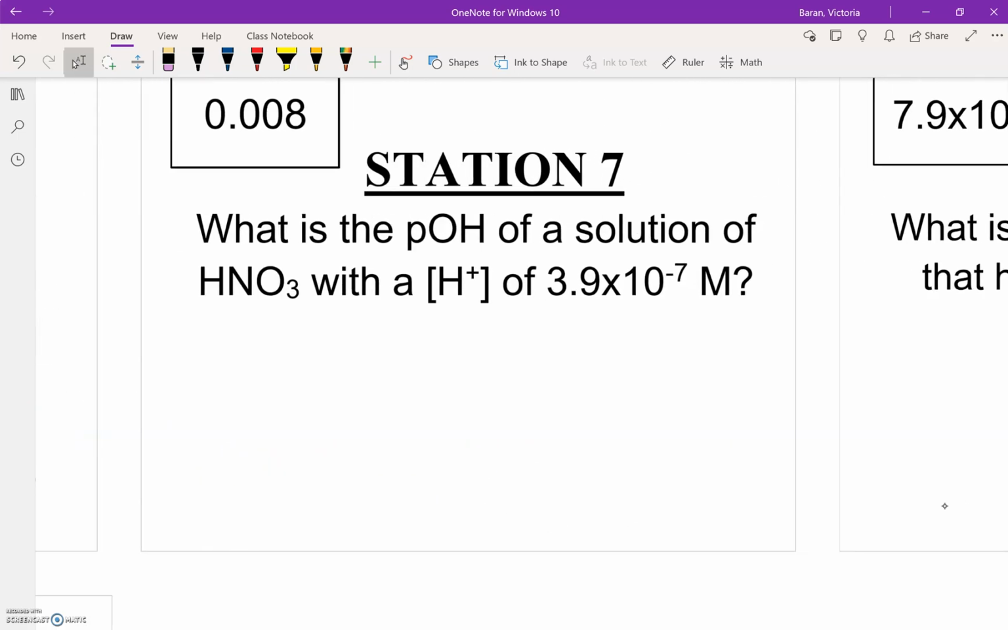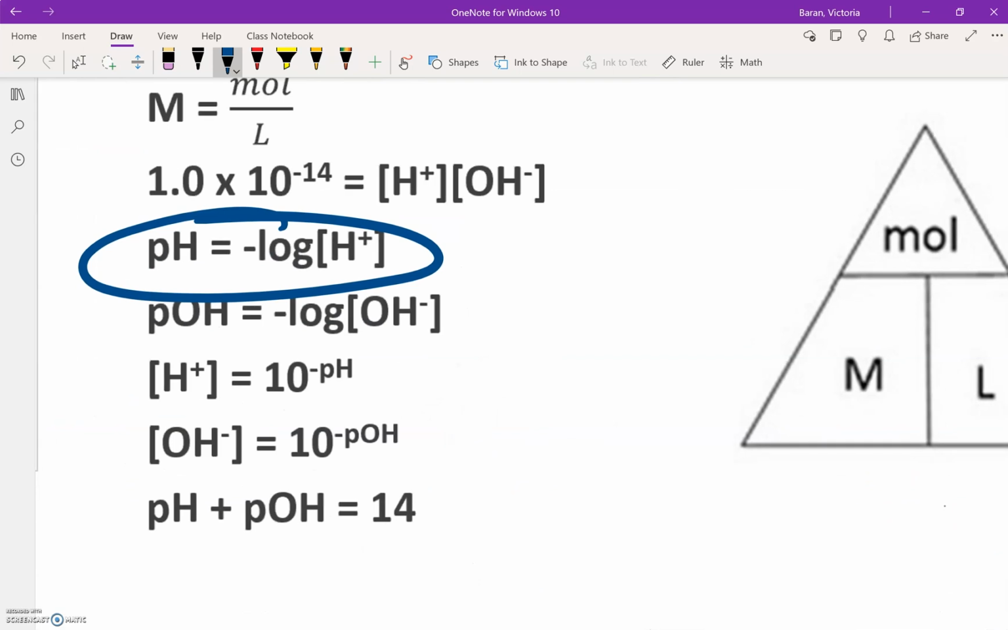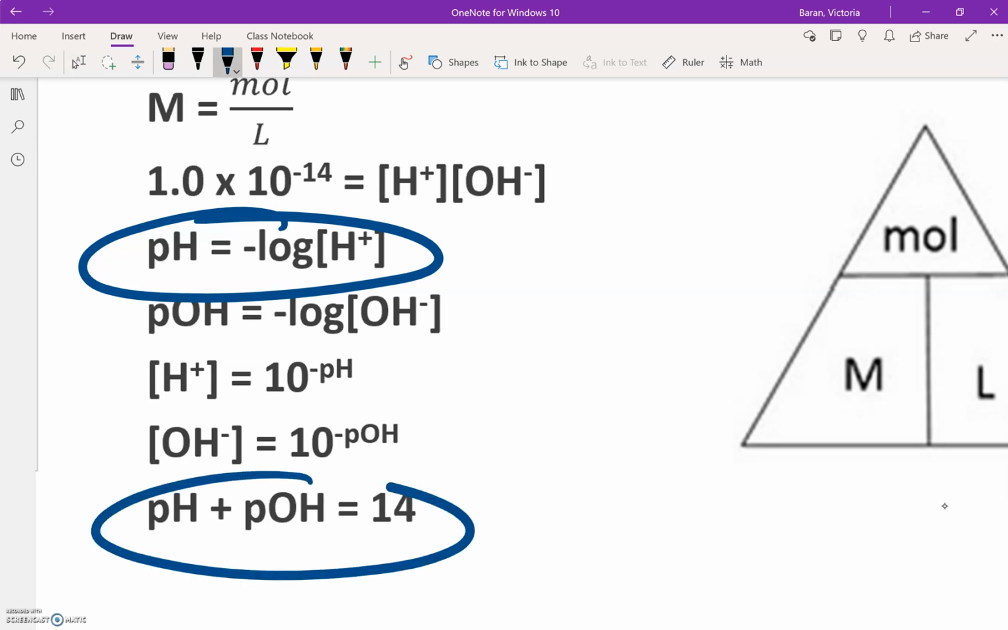Okay, station 7, it says this is going to be a multi-step one. So it says, what is the pOH of a solution of HNO3 with a H plus concentration of 3.9 times 10 to the negative 7th? There are actually a couple different ways that you can approach this problem. The thing is they gave us H plus. Well, I can't use H plus to find pOH, but I can use it to find pH, and if I have pH, then I can find pOH.